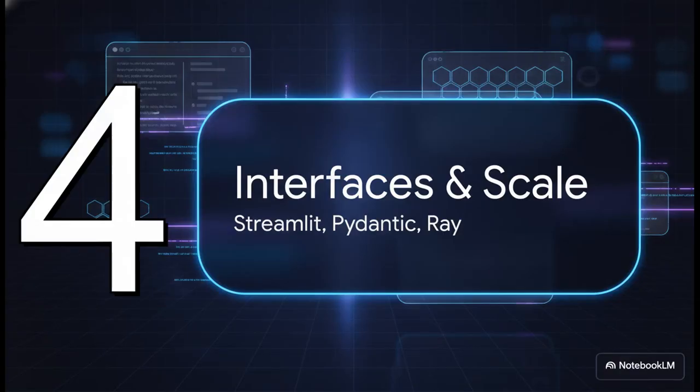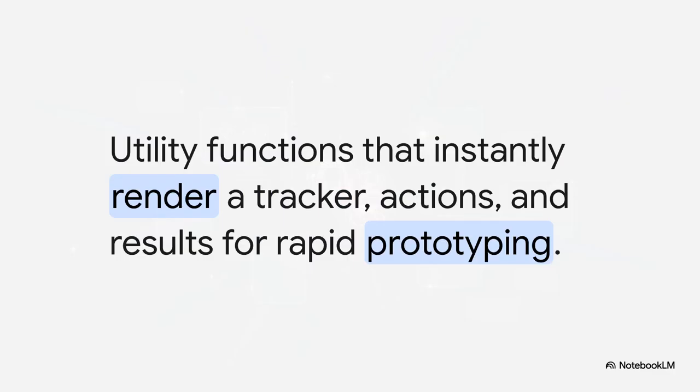Okay, on to interfaces, schemas, and scale. We're talking Streamlit, Pydantic, and Ray, because an AI agent is really nothing without UI prototypes, typed contracts, and distributed compute. Streamlit is fantastic here. It provides incredibly quick interactive prototypes around a Burr app, which is absolutely perfect for rapid prototyping and visual debugging. Burr includes native utility functions that instantly render an explorer, a state machine tracker, your action nodes, and results. It is exactly what you need to rapidly test agent flows before you commit to writing a full front end.